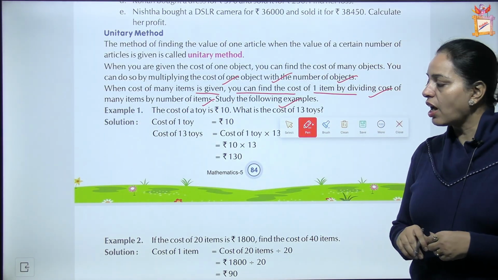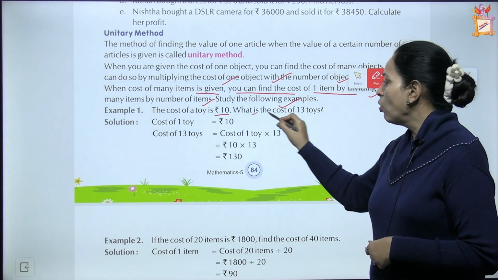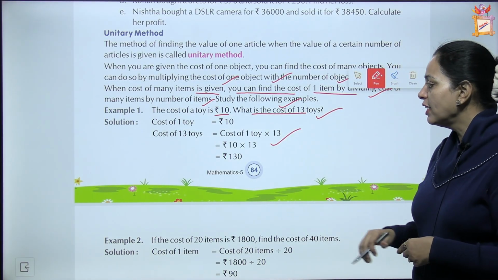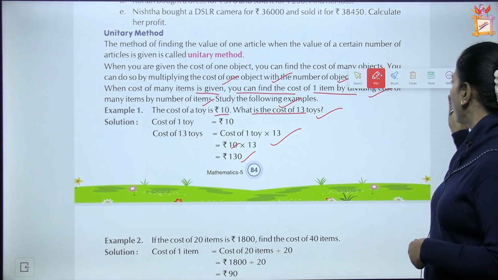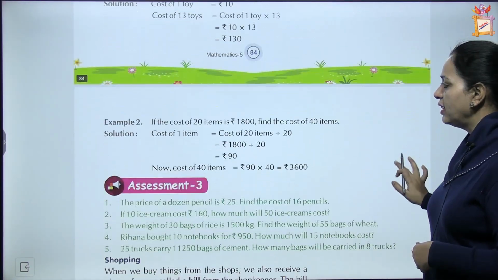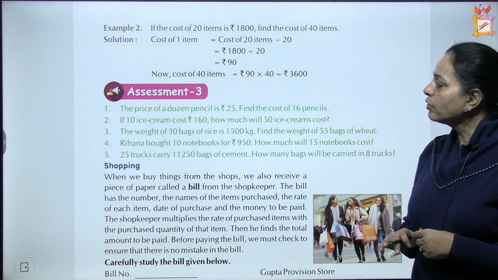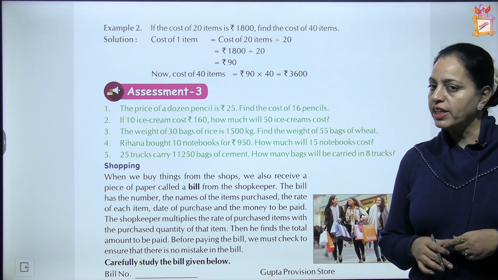So study these examples. Example 1. The cost of a toy is ₹10. What is the cost of 13 toys? So multiply by 13. So ₹10 multiplied by 13, that is ₹130. Now example 2. If the cost of 20 items is ₹1,800, find the cost of 40 items.